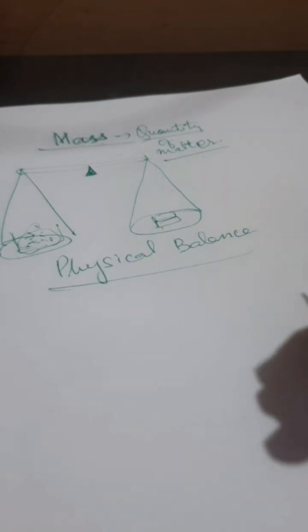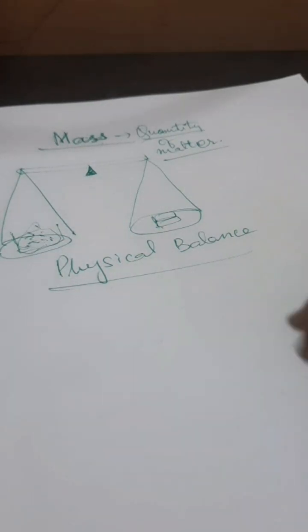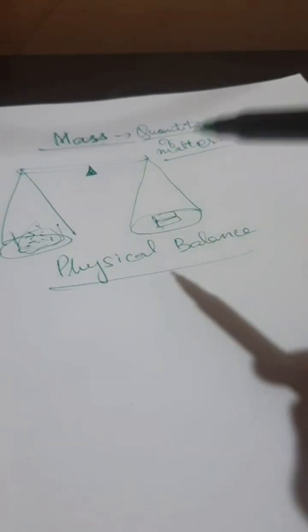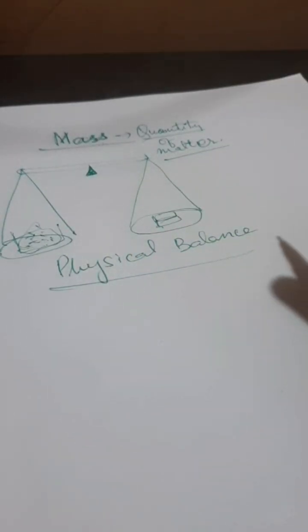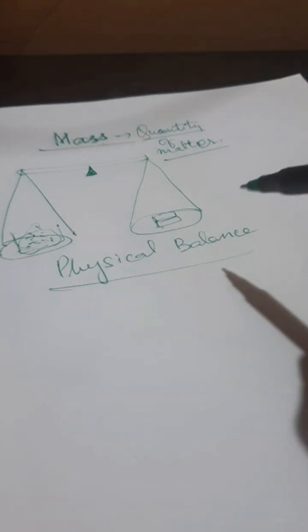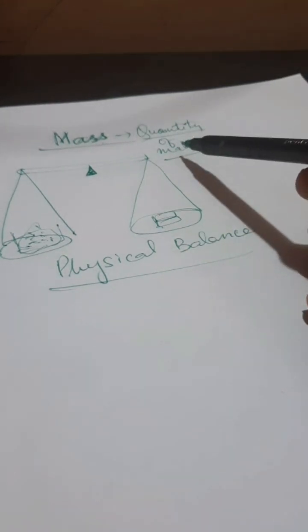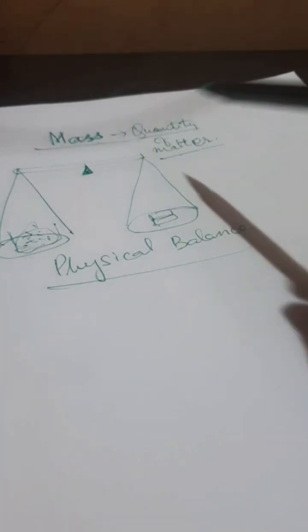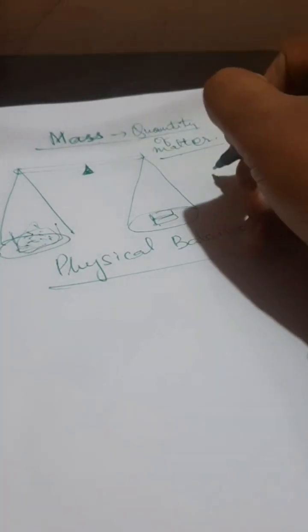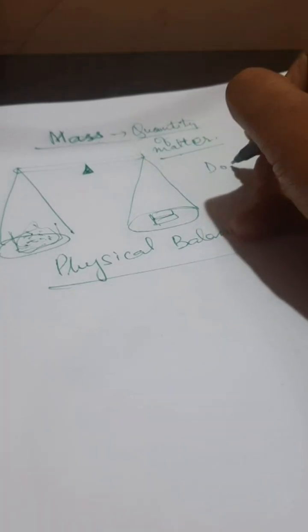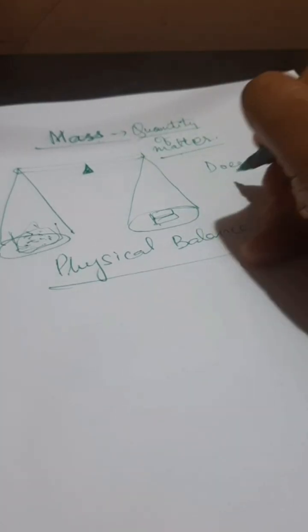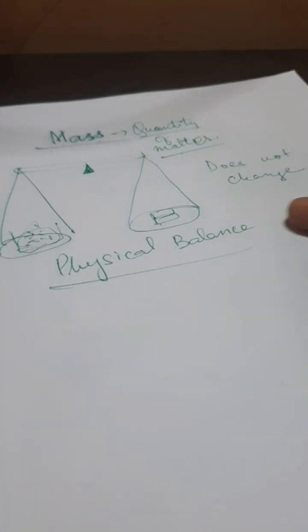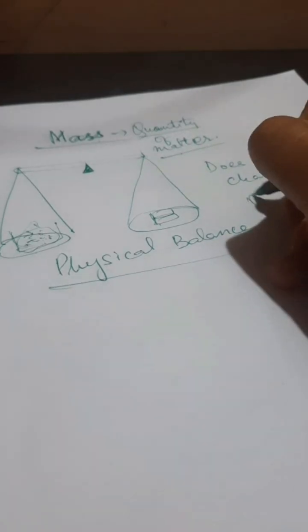Whichever object we consider in life, when we are measuring with the help of a physical balance, always remember you are not measuring the weight of that substance, you are measuring the mass of the substance, the quantity of matter. And quantity of matter does not change from place to place. The quantity of matter of any object does not change from place to place.